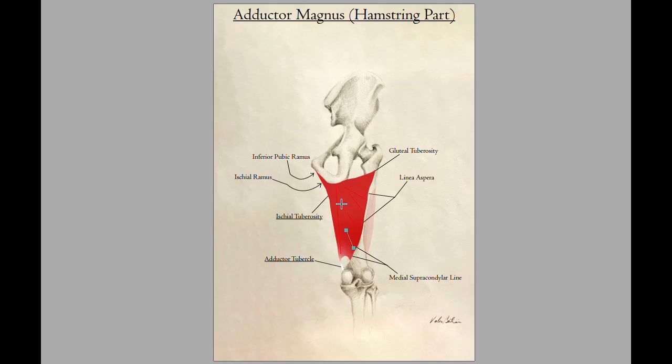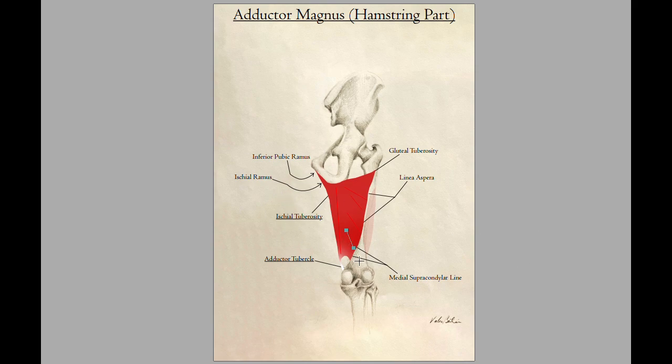So this portion of the muscle here that goes from ischiotuberosity to adductor tubercle, that's the one that's acting mostly as a hamstring, whereas the rest of it that's attaching to this linea aspera, that's the part that's acting more as an adductor, okay? Good. So that's the adductor magnus.